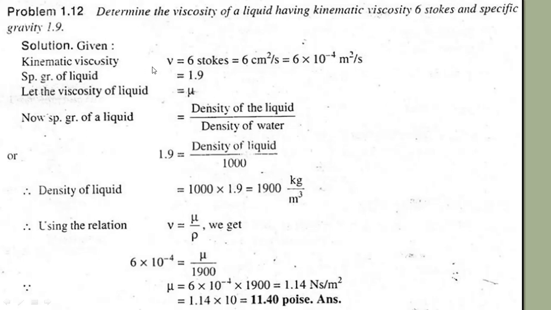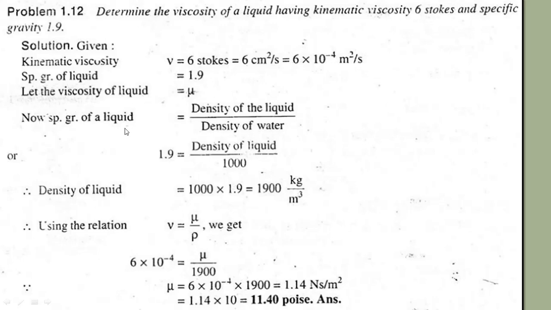So kinematic viscosity small v is equal to 6 Stokes, which is equal to 6 centimeter square per second. Convert it in meter square per second: 6 into 10 raised to minus 4 meter square per second. So specific gravity of liquid is 1.9. Let the viscosity of liquid be mu.